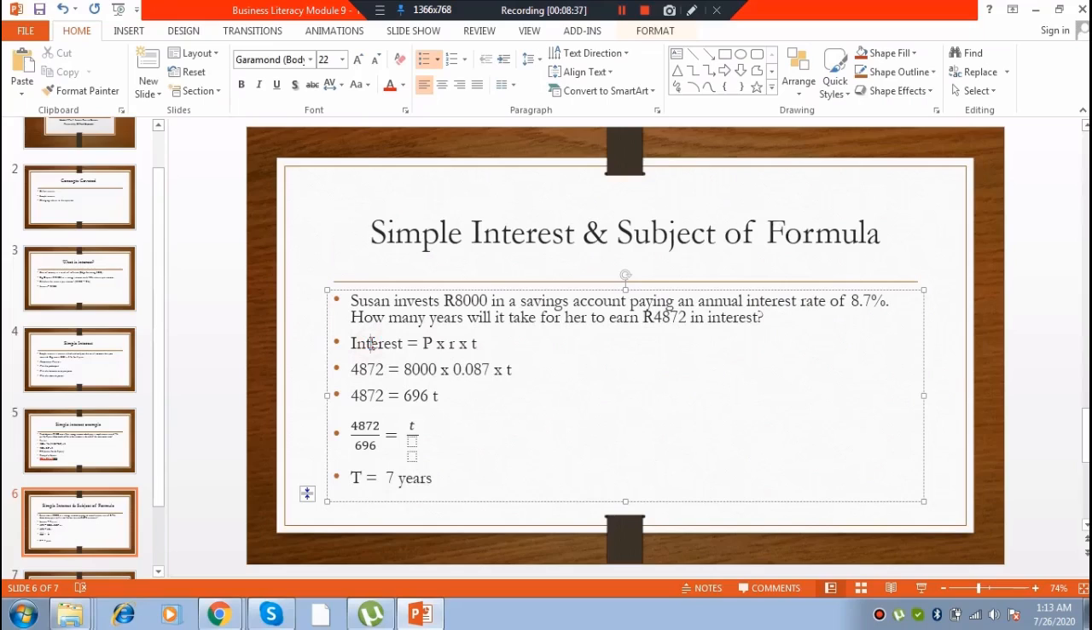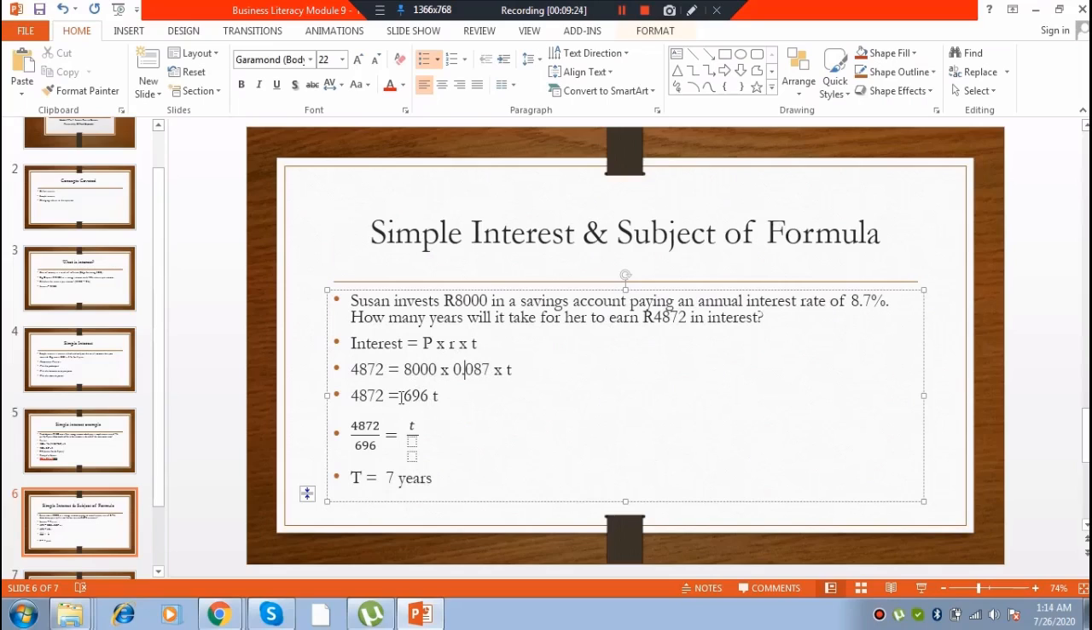So we've got the interest, how much she is going to get from her investment in total, and P we have, R we have, what we don't have is T. So T is our value of the unknown, right? So 4872, we write it down, 8,000 for P, the interest rate for R, and for T, we're not given it. So 4872 is equal to what? So we're just going to calculate these two first. 8,000 times 0.087. You see what I've done here? I've converted 8.7 into a decimal as well. So this is in decimal form, this is 8.7%.